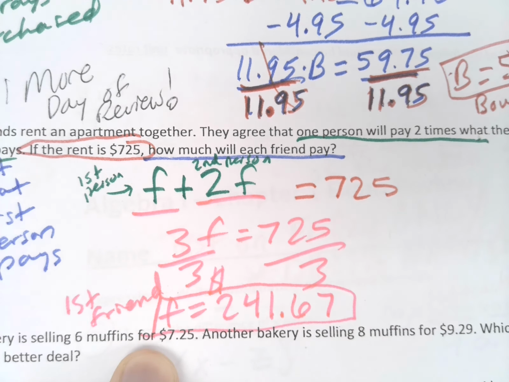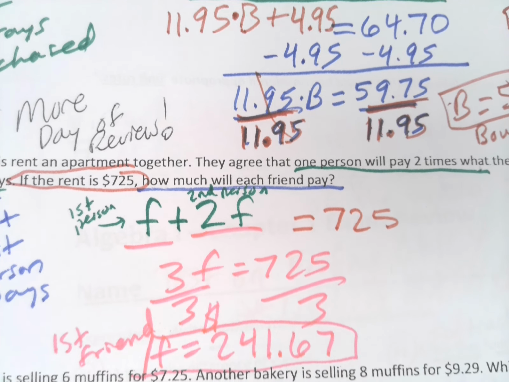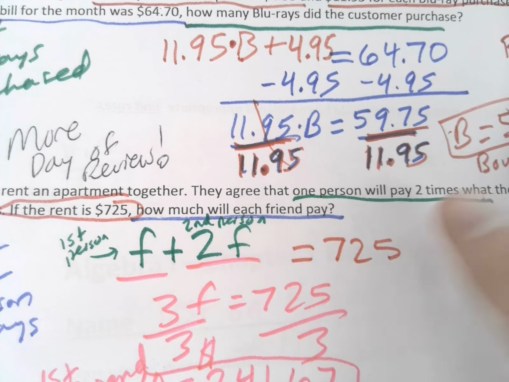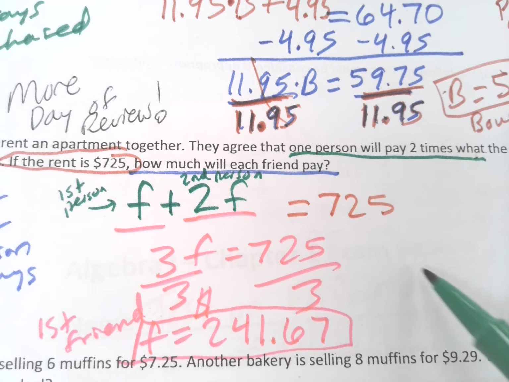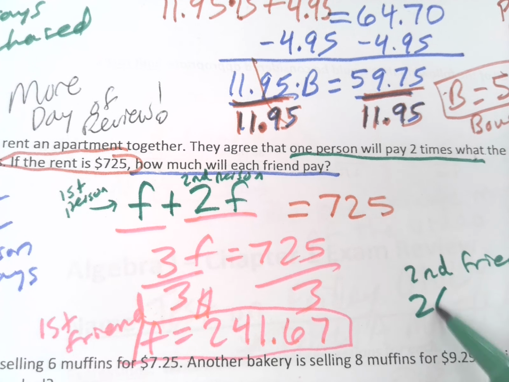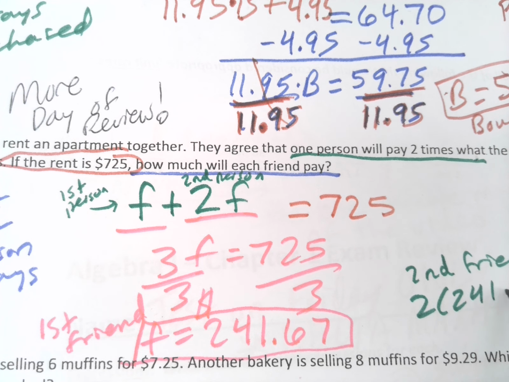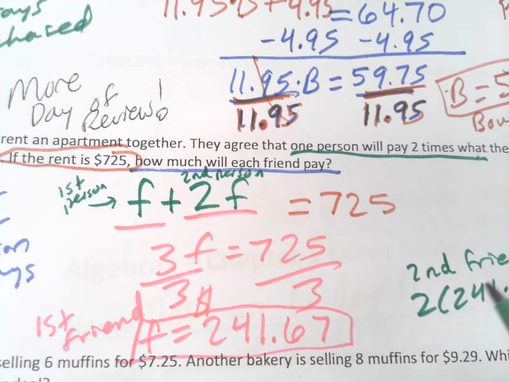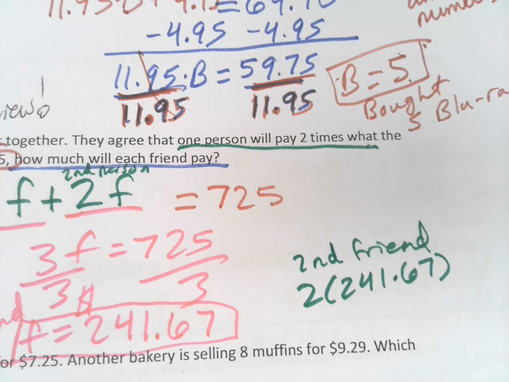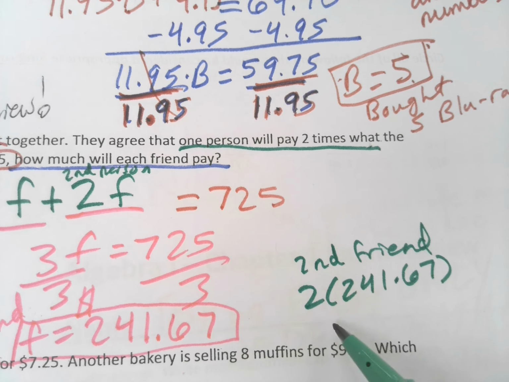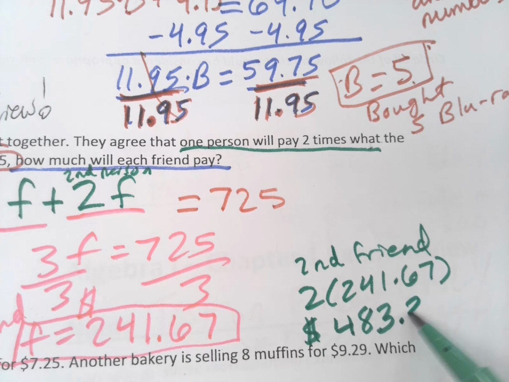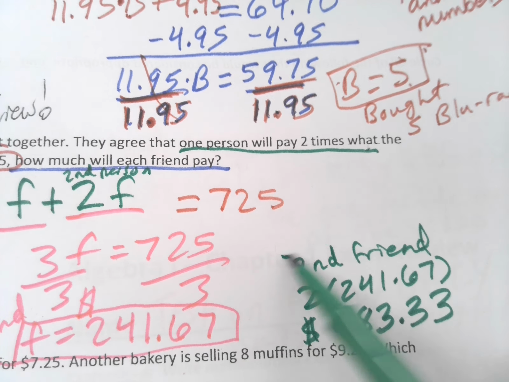How about the second friend? Let's check that out. So we know the second friend is paying twice as much. So for our second friend, double it. And when you double that, multiply by 2, you end up with $483.33.